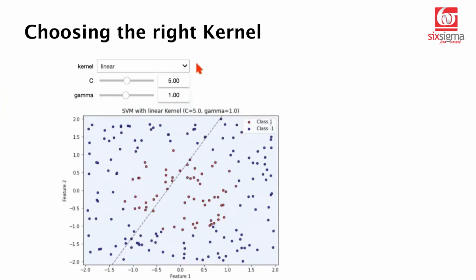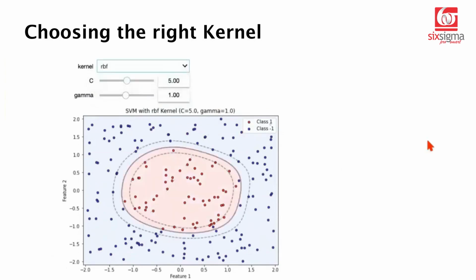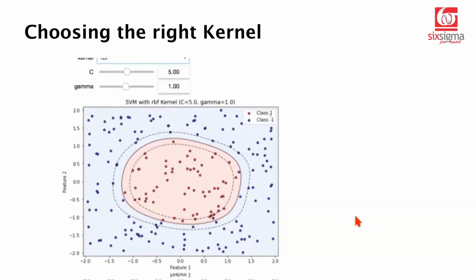So in this case, if we would have chosen an RBF kernel, what would have happened? See how nicely the RBF kernel is able to segregate the reds from the blues because it's taking this kind of a shape of a plateau. So choice of kernel is a very important input depending on the kind of data that we have.